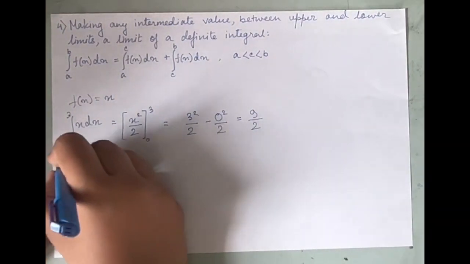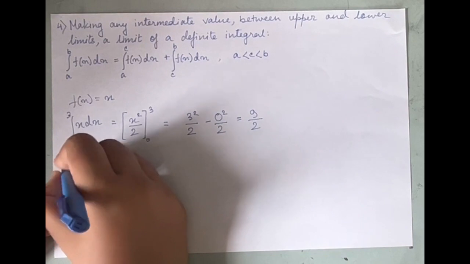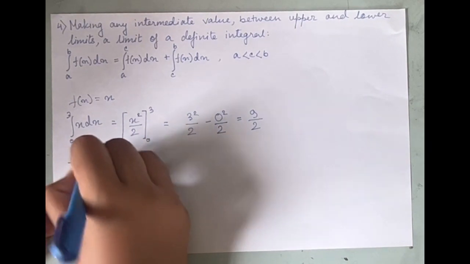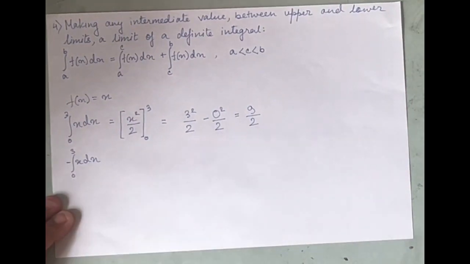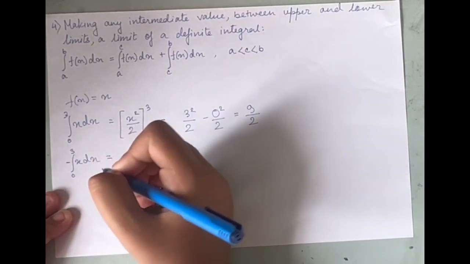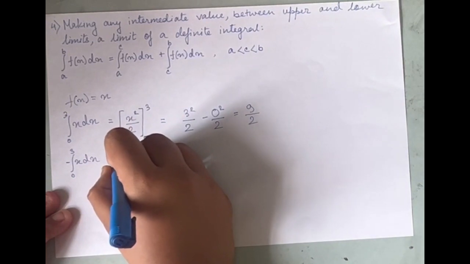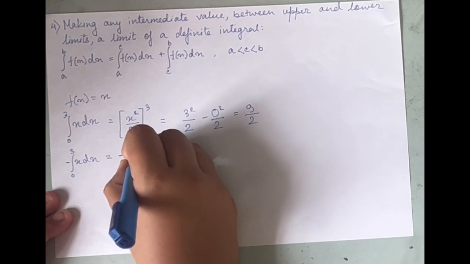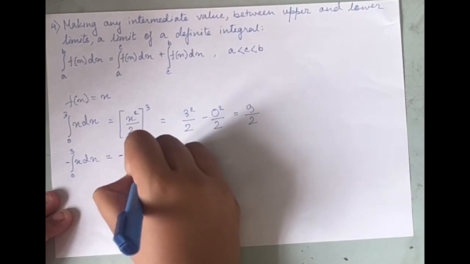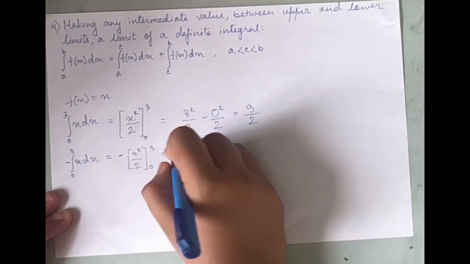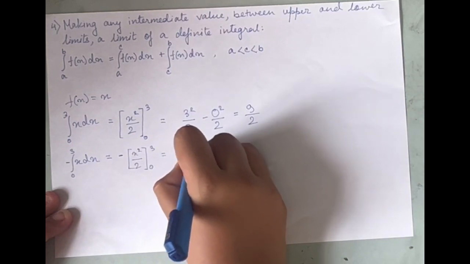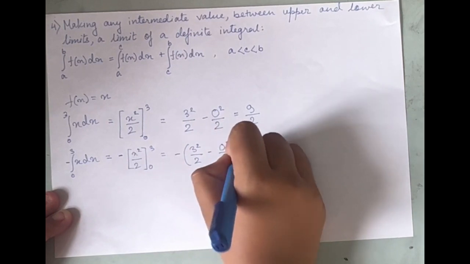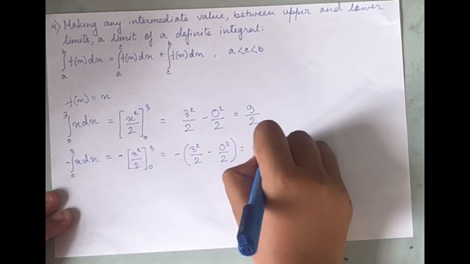Now I will find the integration of 0 to 3 of minus x dx. The minus would be outside. Box x square by 2, 0 to 3, is equal to minus, 3 square by 2 minus 0 square by 2, is equal to minus 9 by 2.